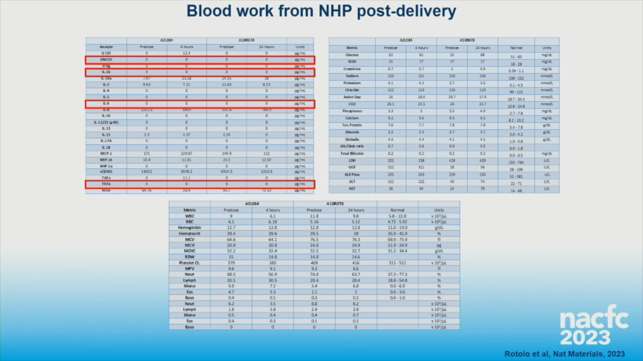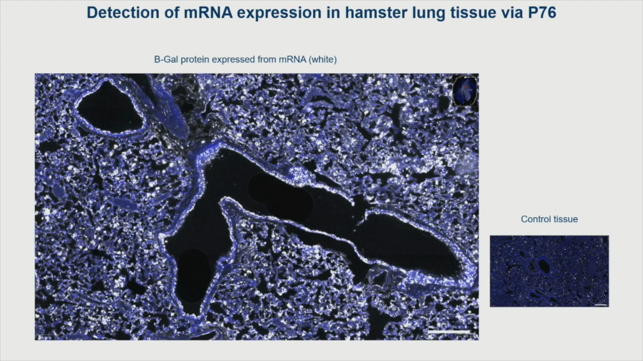Not saying we're done, but at the same time helpful. This is expression in a hamster, and so you can see the control is, now I know what control's over here. And this is expression. So you can see in the larger airways, we definitely are expressing. This is beta-gal, and we're just staining, it's just IFA for beta-gal, but you can also see it throughout the alveolar space.